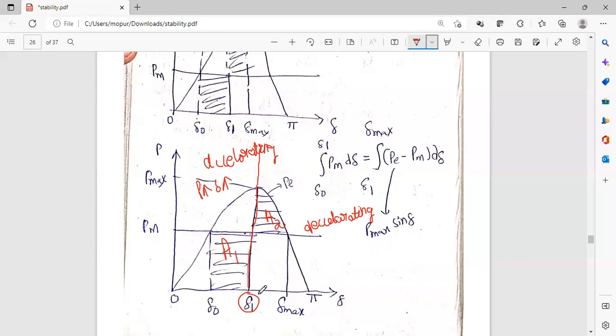If you increase this del 1, if there is any increase in del 1, what will happen? A2 will be more than A1. That is, the decelerating area will be more than the accelerating area. So the system will become unstable. So the boundary condition at which the system is stable, the critical clearing angle, is the angle for which the system remains in stability. If we increase or decrease any further, the system will go unstable. So this is said to be the critical clearing angle del C.